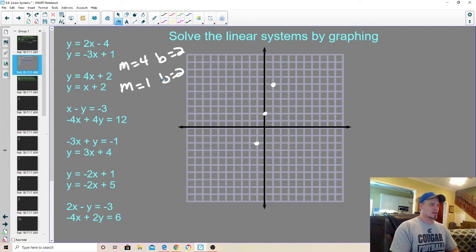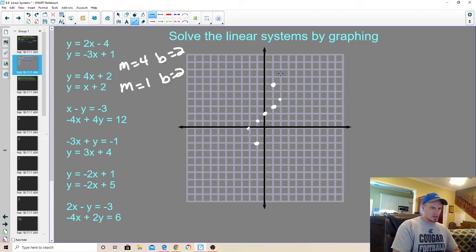This one's easy. Okay, this one I've got a b of 2 and a slope of 1, up 1 over 1. Okay, down 1, left 1. So I've got this line going this way and this line, and it's hard to see, but you can see where they cross. They cross here at the b.